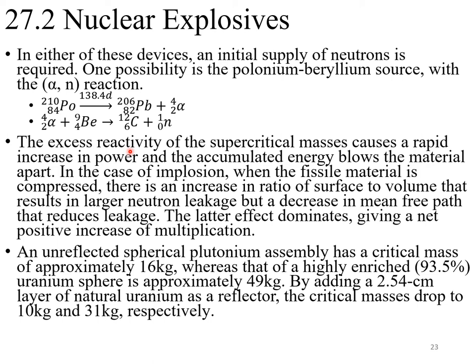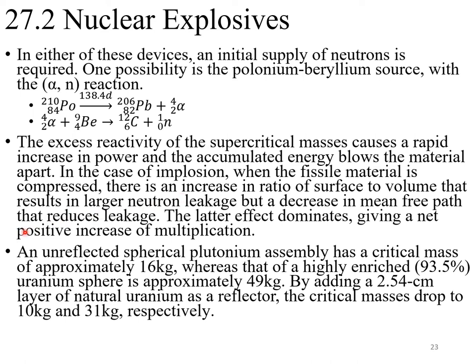neutron source. The excess reactivity of the supercritical masses causes a rapid increase in power, and the accumulated energy blows the material apart, a process labeled disassembly. In the case of implosion, when the fissile material is compressed, there is an increase in the ratio of surface to volume that results in large neutron leakage, but a decrease in mean free path that reduces leakage. The latter effect dominates, giving a net positive increase of multiplication.